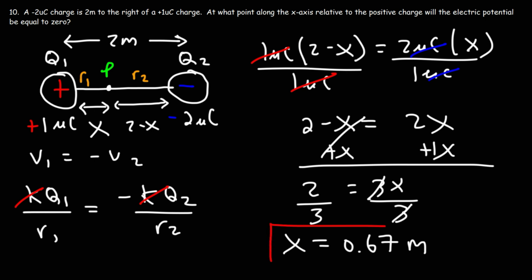So the electric potential will be 0 at point P, where point P is 0.67 meters from the positive charge, or 1.33 meters from the negative charge. So that's it for this problem. That's how you could determine the location where the net electric potential will be 0 between a positive and a negative charge.